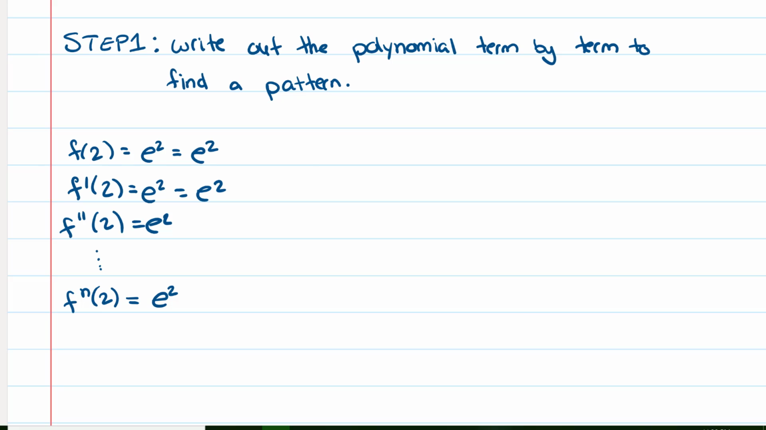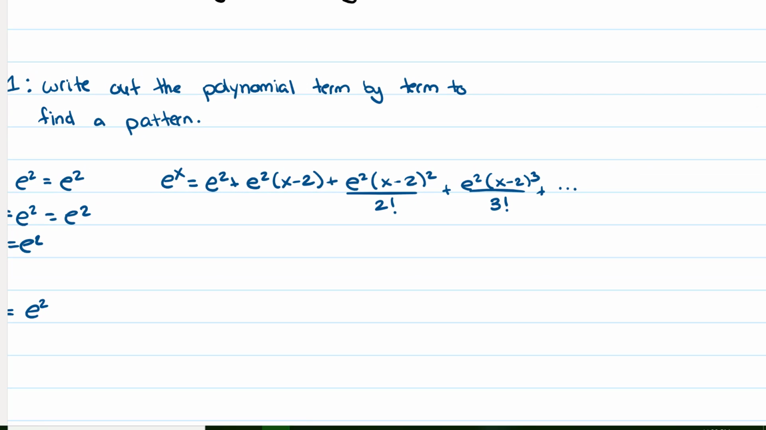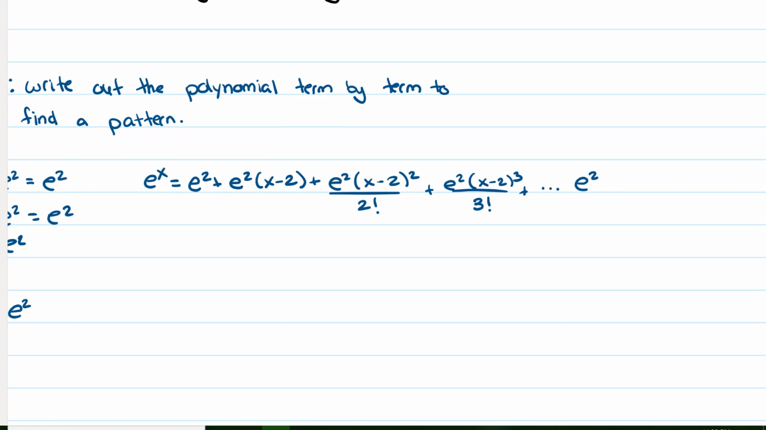So this means that e to the x at x equals 2 can be written as e squared plus e squared times x minus 2, plus e squared times x minus 2 squared over 2 factorial, plus e squared times x minus 2 cubed over 3 factorial, plus dot dot dot. You can already kind of see the pattern. It's going to be e squared times x minus 2 to the n, divided by n factorial.